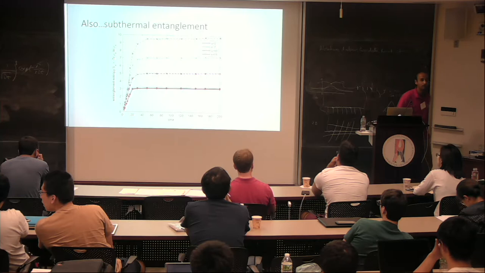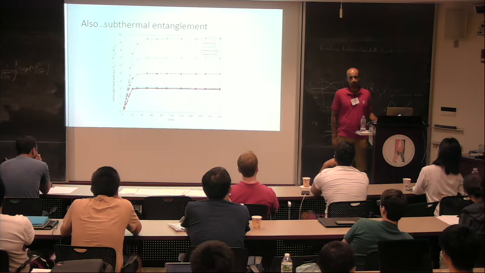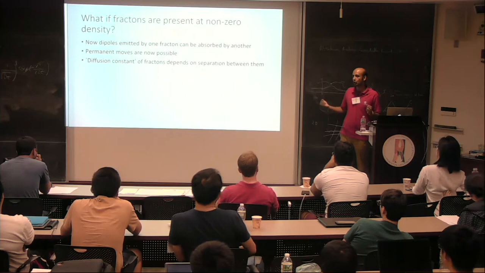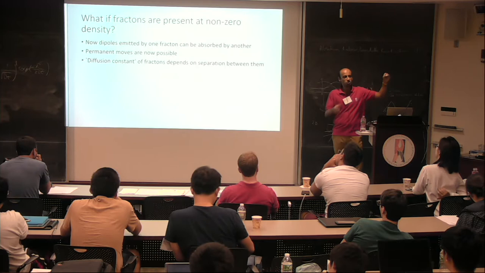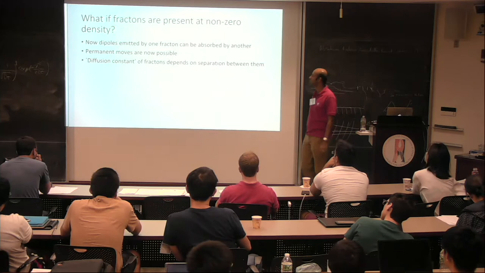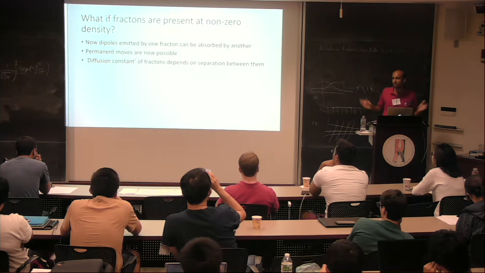So far, I considered initial conditions with a single fracton. What if you have multiple fractons? Well, if you have multiple charges in your initial condition, then dipoles emitted by one can be absorbed by the other. So they can be permanent moves. Right? You move one charge, spit out a dipole, and that dipole goes and gets absorbed by a different charge. So now the fractons can move. They have a diffusion constant. And that diffusion constant depends on the separation between them. It's inversely proportional to the square of the separation between them. You can check it numerically. It works.